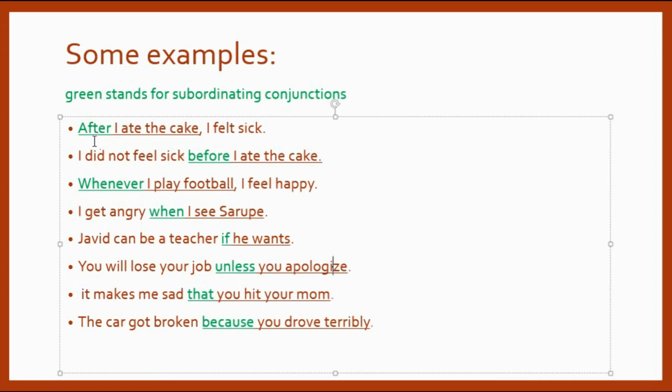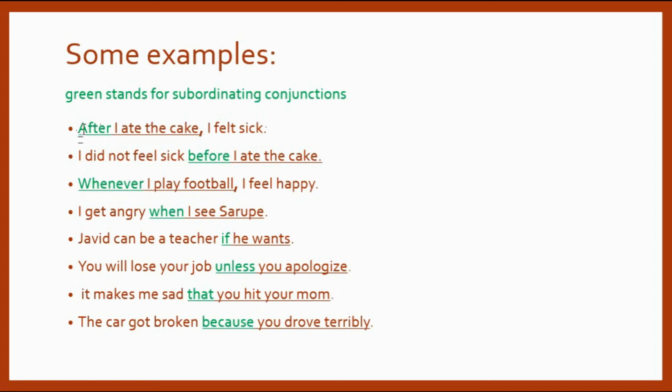If my subordinating conjunction is in the beginning of the sentence, I need a comma to separate both sentences, okay? If it is in the beginning of the sentence. But if it is in the middle, no comma. So, after I ate the cake, I felt sick. So this is my dependent clause, this is my independent clause. I have a comma between them, then I have a period at the end, right? So I didn't feel sick before I ate the cake, okay?